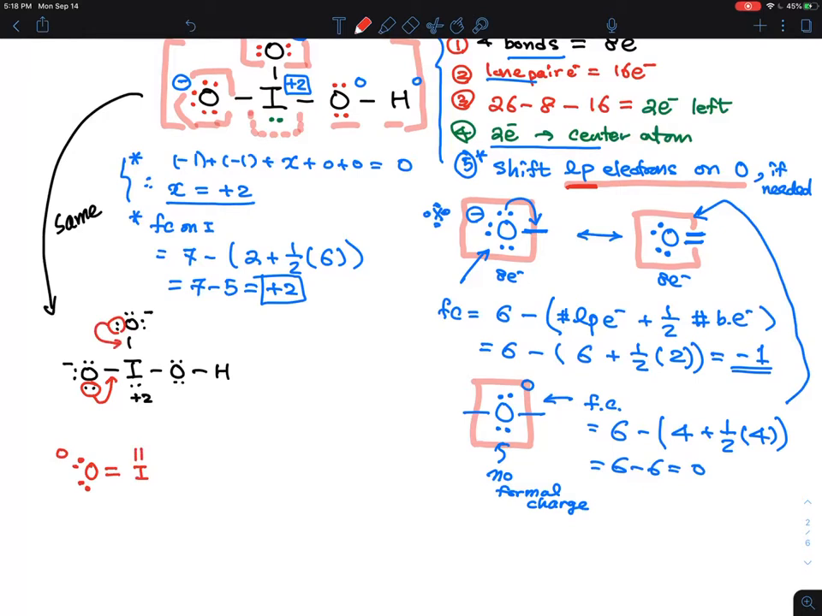By doing so, you can think about them forming this double bond. And then there's no formal charge for that. And then the remaining portion stays the same. Let's just think about that scenario.